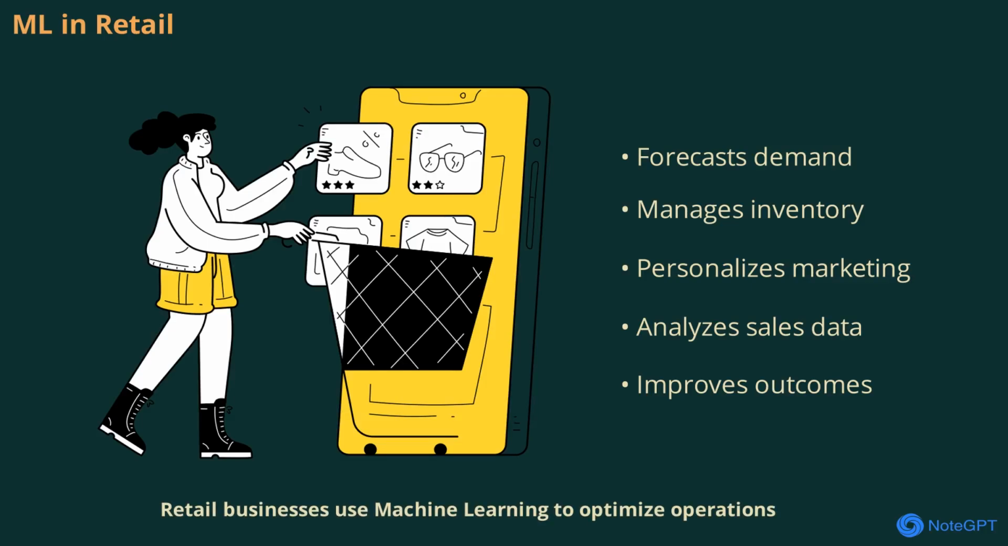Retail businesses use machine learning to optimize operations. ML models forecast demand, manage inventory, and personalize marketing. By analyzing sales data and customer behavior, these systems help retailers make informed decisions. The interpretability of ML models allows managers to understand the factors driving recommendations and predictions, improving business outcomes.